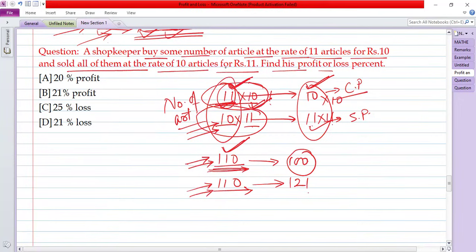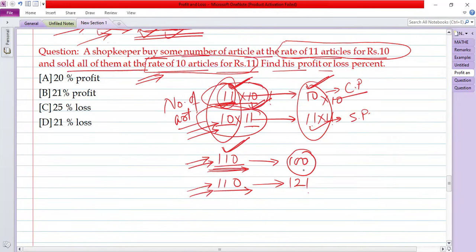So this is the meaning of buying the articles at the rate of 11 articles for rupees 10 and selling them at the rate of 10 articles for rupees 11. This is the meaning of these phrases, that buying or selling at a rate of so many articles for so much rupees.